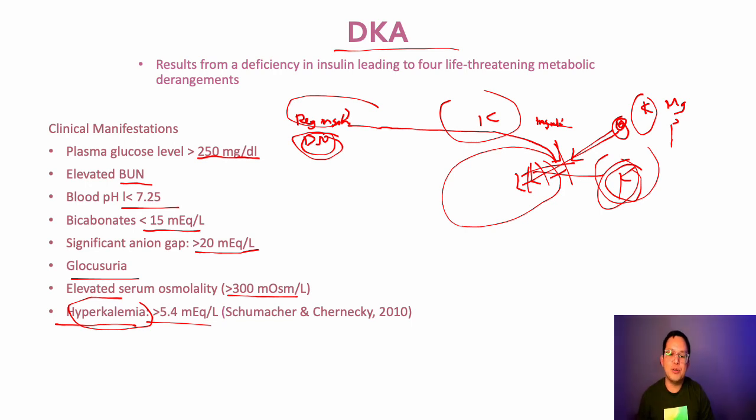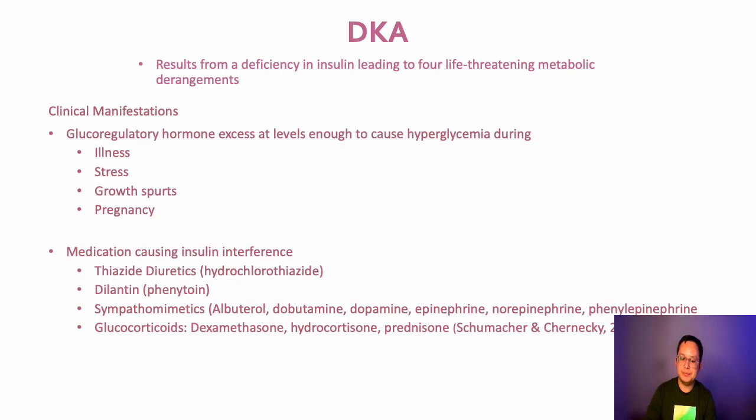Can DKA occur in type 2 DM? Ako nag-answer ganiya, yes. Most frequently, it is the initial presentation of undiagnosed diabetes type 1, or can appear when patients have missed or reduced insulin doses. Clinical manifestation still, glucoregulatory hormone excess at levels enough to cause hyperglycemia during illness, stress, growth spurts, and pregnancy.